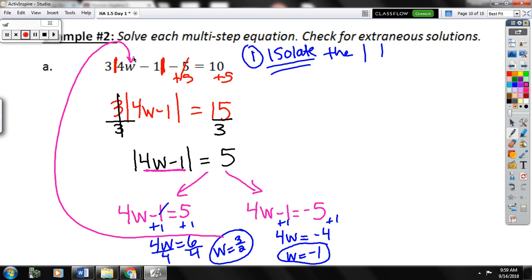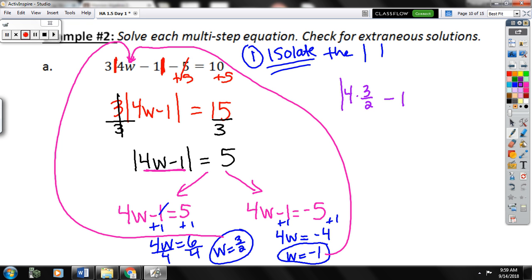Now, remember, you have to check these, especially since we manipulated them in a great way. You have to check them in the original, which is going to make it a little bit harder. Now, if you don't want to have to do 1.5 times 4 and do your math, you might want to leave it as a fraction. 4 times 3/2 minus 1. Remember, for fractions, you just put this over a 1. Multiply the tops, multiply the bottoms. So we're going to get 12 and 2. 12 divided by 2 is 6. Okay, 6 minus 1 is 5.